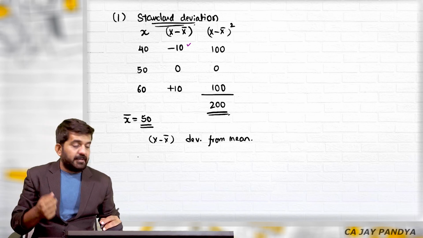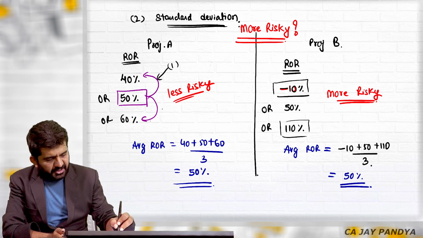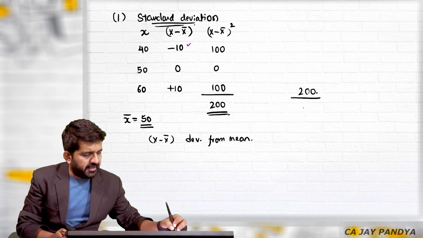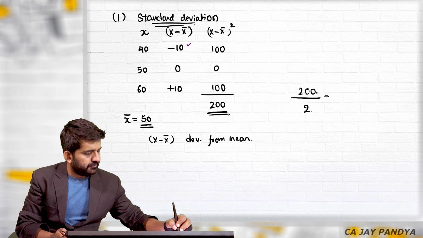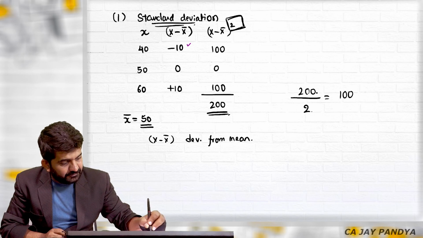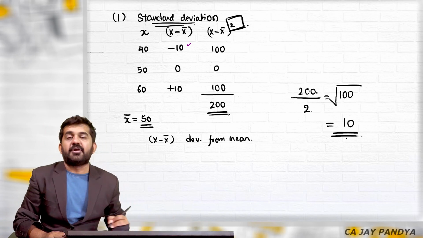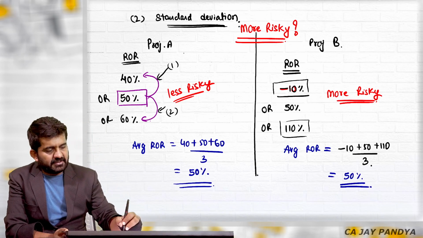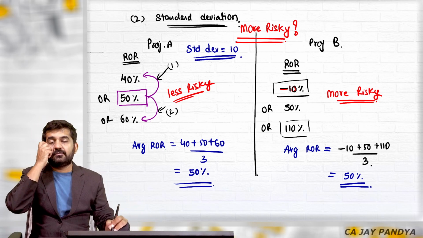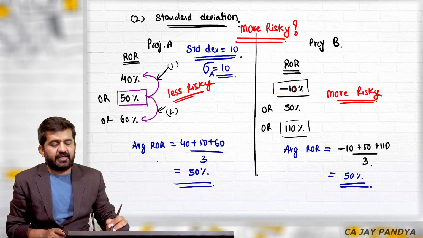All right. Please understand. But 200 is having two deviations. Number one deviation, number two deviation. So I will do this. 200 divided by 2 deviations is 100. And remember, once I have done square, so I will do under root of 100 and answer of standard deviation will be 10. Answer of standard deviation is, it is also represented by this. Standard deviation of project A is 10.